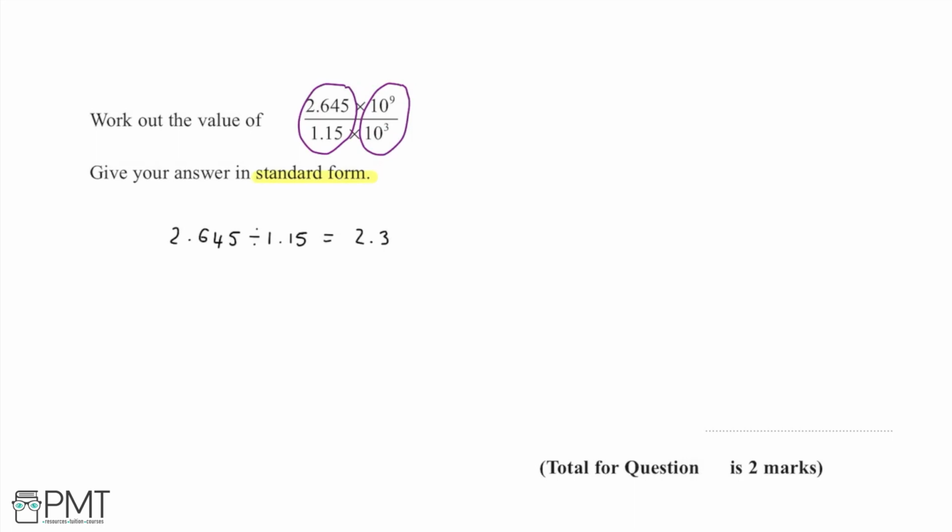And working with indice laws, if we have 10 to the power of A over 10 to the power of B, that simply gives us an answer of 10 to the power of A minus B. So that's one of the indice laws that we work with. So 10 to the power of 9 divided by 10 to the power of 3 gives us an answer of 10 to the power of 9 minus 3, so 10 to the power of 6.